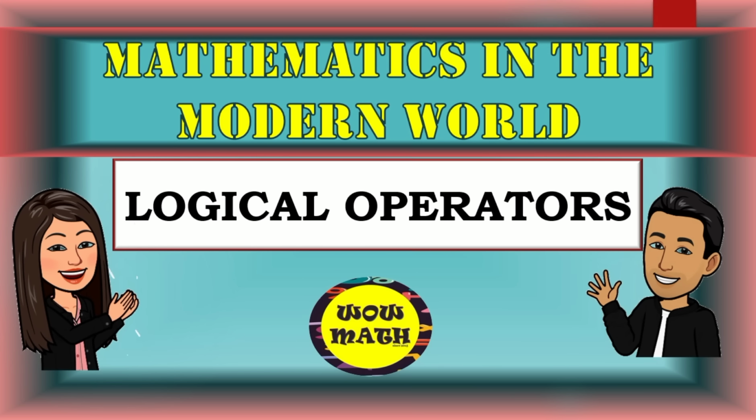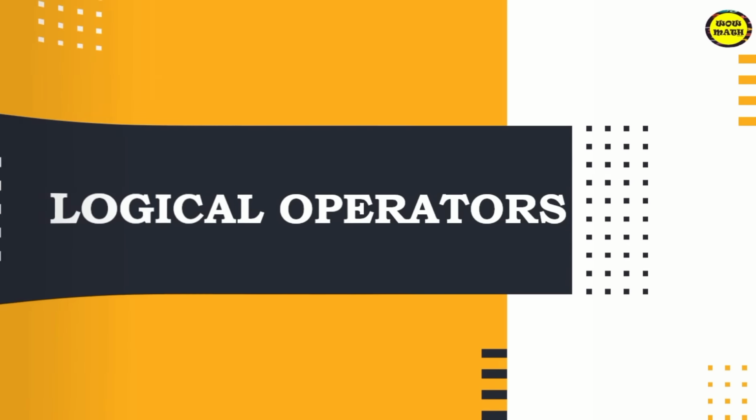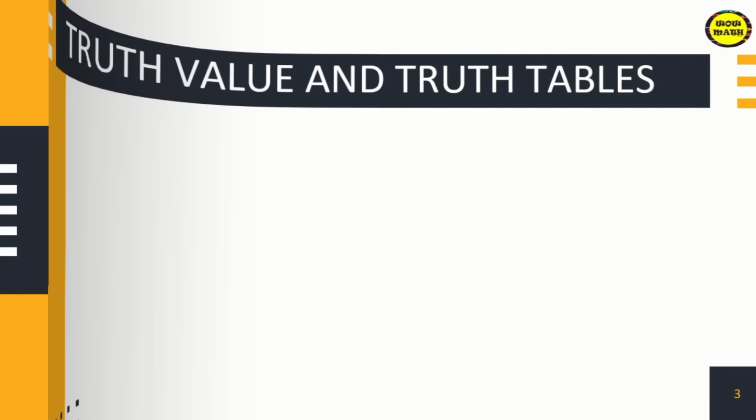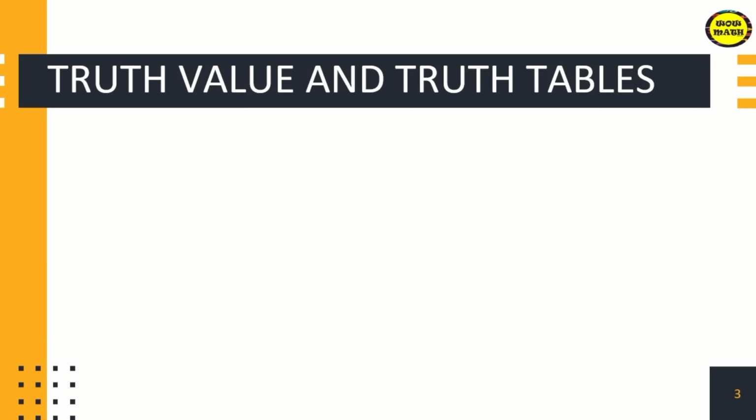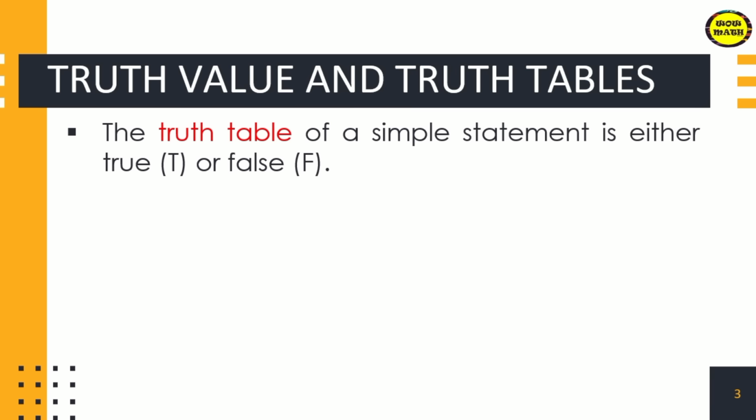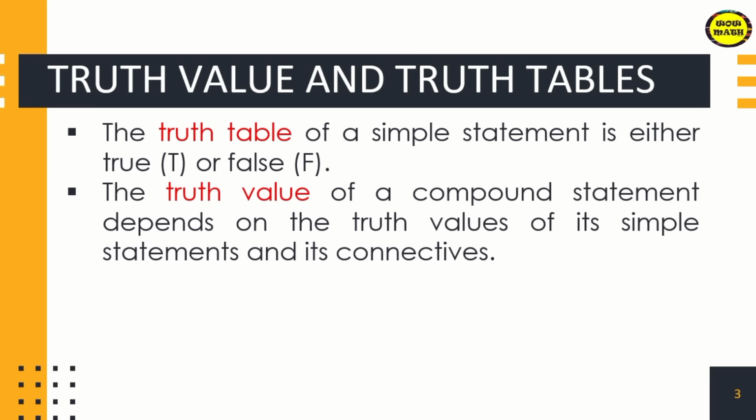Hello everyone, so in this video, we will discuss logical operators. But first, we need to familiarize ourselves with how to construct a truth table. When we say a truth table of a simple statement, it is either true or false. True is denoted as capital letter T and false as capital letter F. And the truth value of a compound statement depends on the truth values of its simple statements and its connectives.